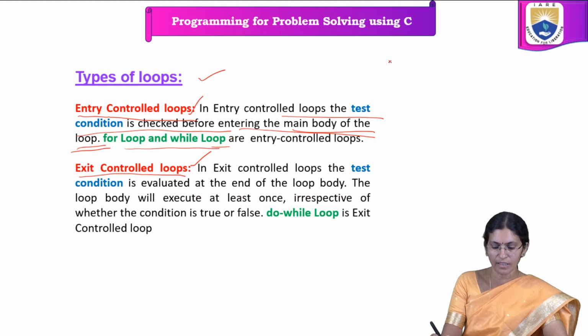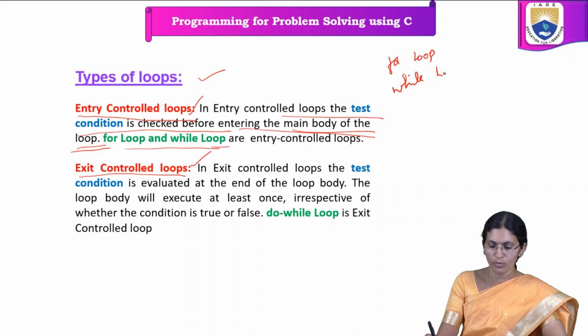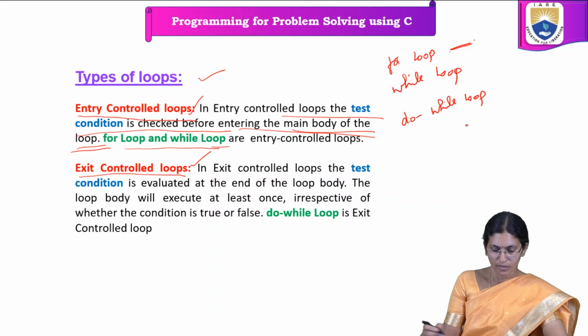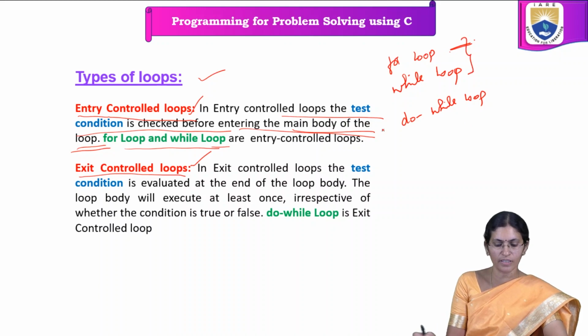There are mainly 3 types of loops in C: for loop, while loop, and the last one is do while loop. In this video lecture, we'll discuss each one in detail. We'll see the syntax, then the flowchart, and also one example for each of the loops. In the for loop and while loop, the test condition is checked before entering into the main body of the loop.